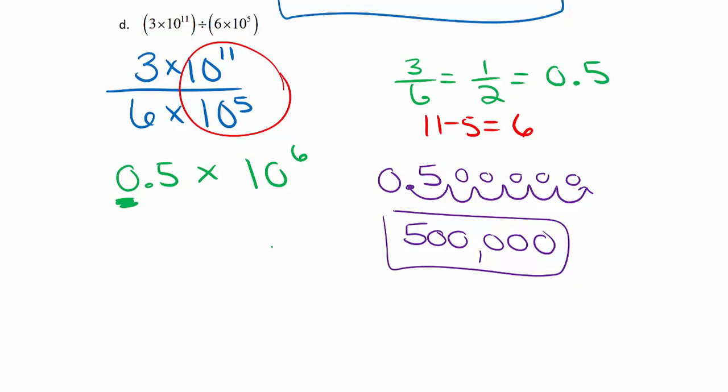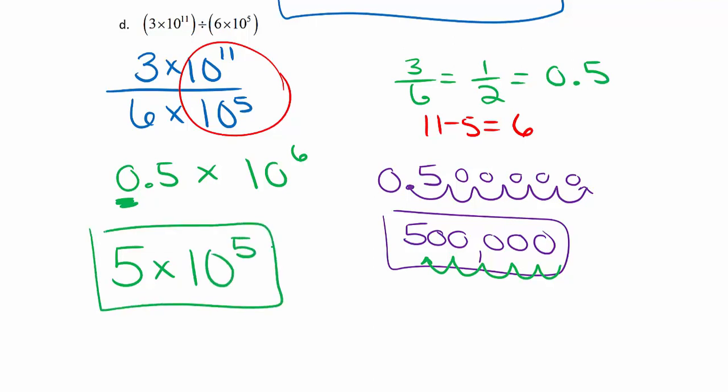To put this number back into scientific notation, I would move that decimal so that just the 5 is to the left of the decimal. That means I have to move it 1, 2, 3, 4, 5 places to the left. And so in scientific notation, this answer is 5 times 10 to the 5th.